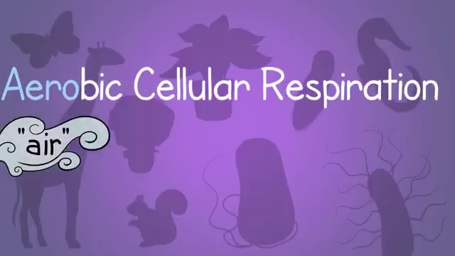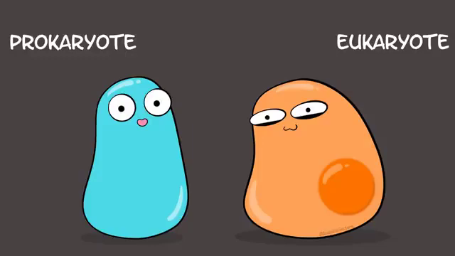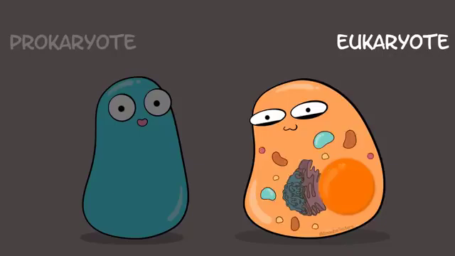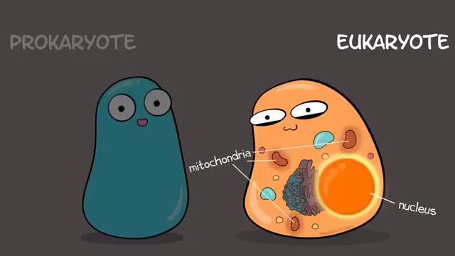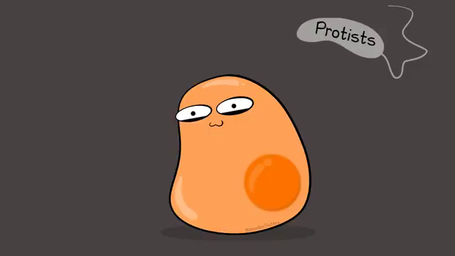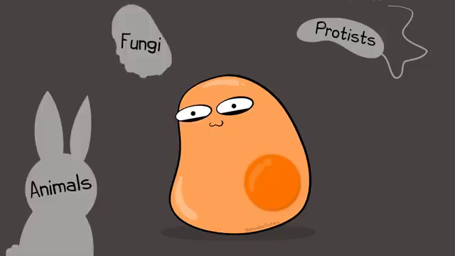Lots of organisms can do aerobic cellular respiration, but this video is specifically going to go into aerobic cellular respiration in eukaryotic cells. That means this video is talking about the process within cells that have membrane-bound organelles, such as a nucleus and mitochondria. Eukaryotic cells include the cells you'd find in protists, fungi, animals, and plants.